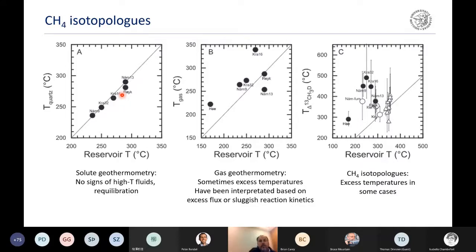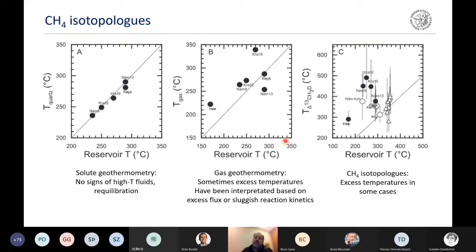And these are boreholes that clearly showed some signs of a superheated or supercritical input into the conventional utilized geothermal fluid. But when we are looking at the classical solid geothermometer, we don't see anything like this because the re-equilibration is relatively fast. When you go to classical gas geothermometers, sometimes we see things like this. We have excess temperatures of these gas thermometers, and these have often been interpreted based on excess flux of the gas or sluggish reaction kinetics without any further explanations. But it's more of a scatter than anything else.